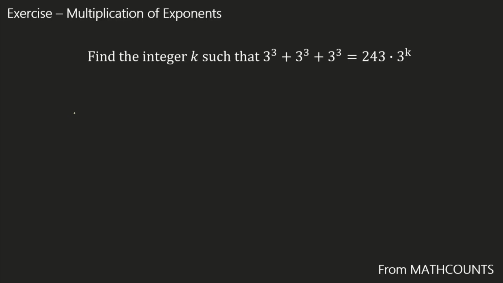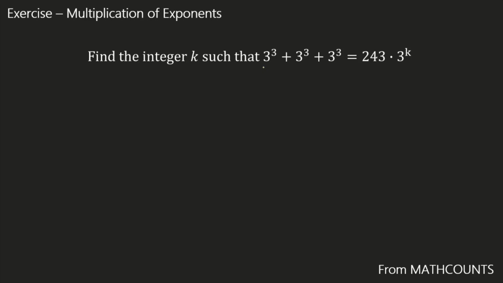Let's look at this next exercise. Find the integer k such that 3 cubed plus 3 cubed plus 3 cubed is equal to 243 times 3 to the k's power. So there's a lot of 3's involved here. In order to find k, we must simplify these expressions and represent each number as an exponent with a base of 3 raised to some power.